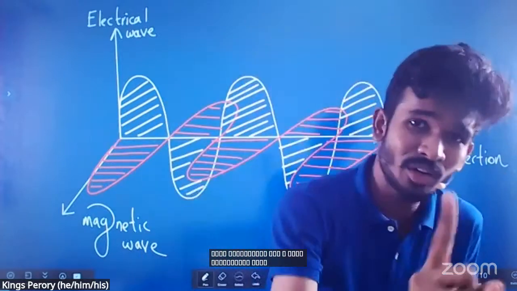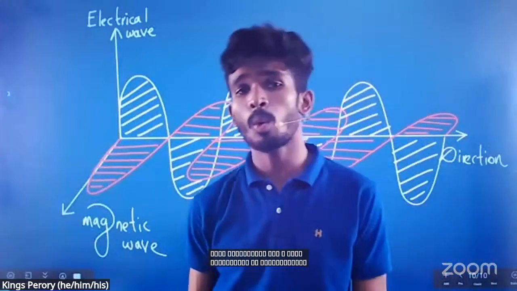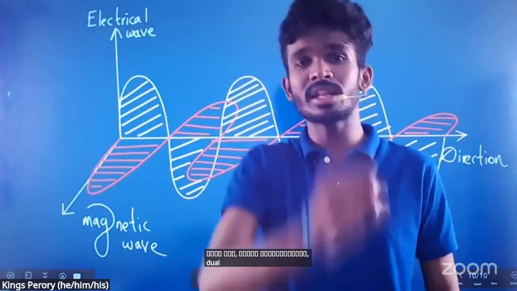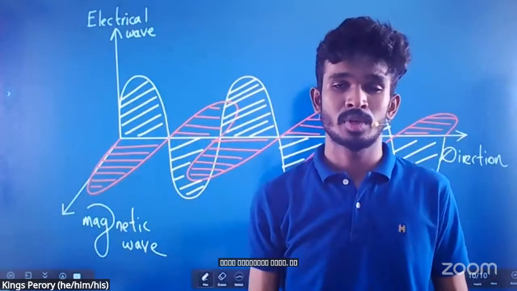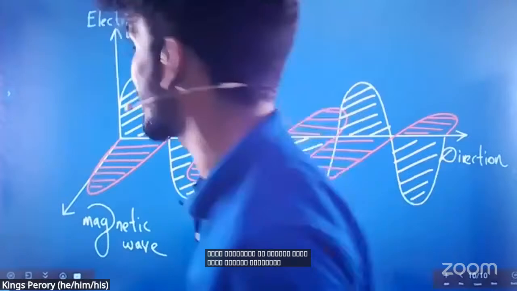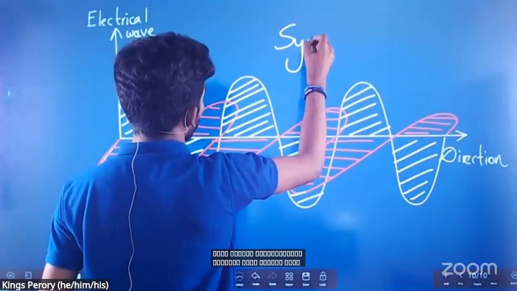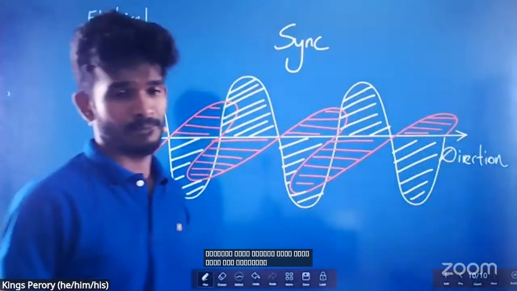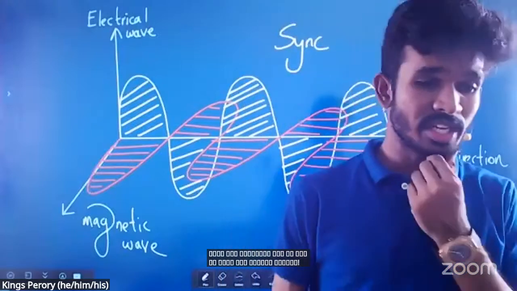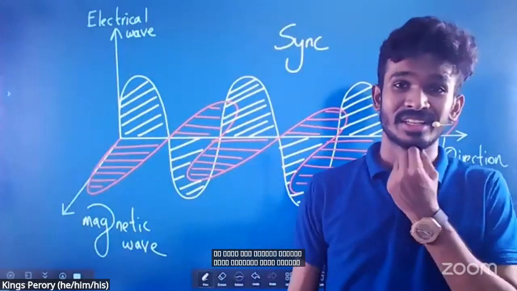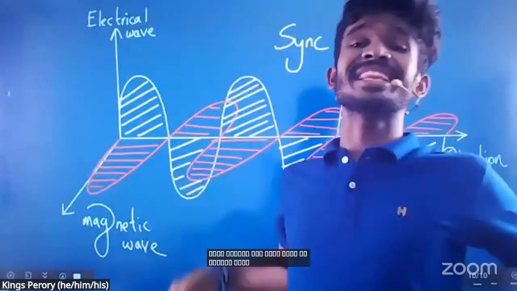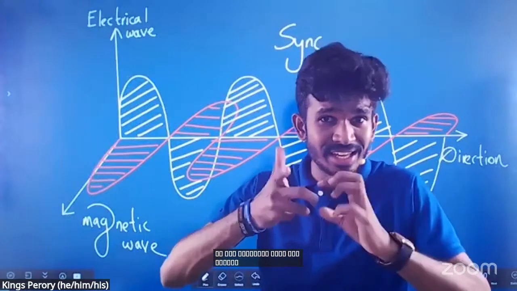Dual synchronized oscillation. What is dual synchronized oscillation? Dual, two waves are there. Both those waves are synchronized together. What is sync? Not the kitchen sink, S-Y-N-C, sync. When two or more things go together, we say they are going in a syncing way.